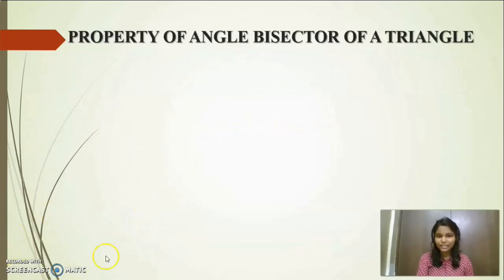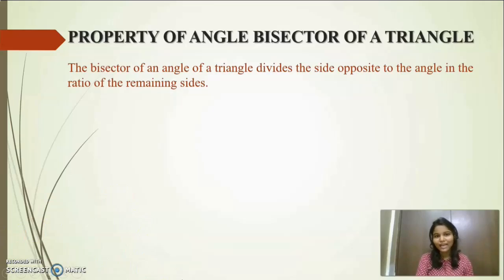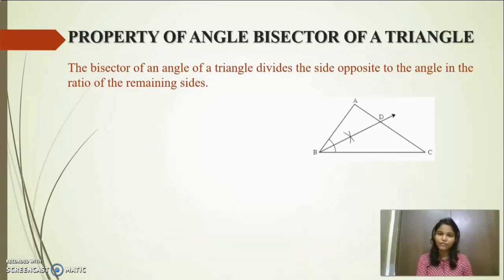Okay, let us see the statement of this theorem. What is the statement of this theorem? The bisector of an angle of a triangle divides the side opposite to the angle in the ratio of the remaining sides. Okay, so for this theorem, we need a triangle and we need a bisector of any one angle of a triangle. So let us take a triangle and a bisector of any one angle of that triangle. The bisector of an angle of a triangle divides the side opposite to the angle. Okay, if this is an angle, that is angle B, can you all tell me what is the side opposite to this angle? Yes, it is side AC.